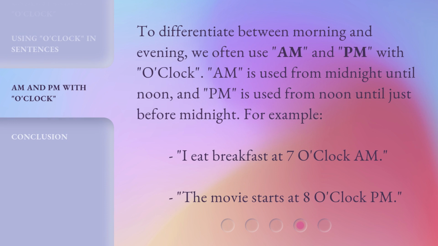To differentiate between morning and evening, we often use AM and PM with o'clock. AM is used from midnight until noon, and PM is used from noon until just before midnight. For example, I eat breakfast at 7 o'clock AM. The movie starts at 8 o'clock PM.